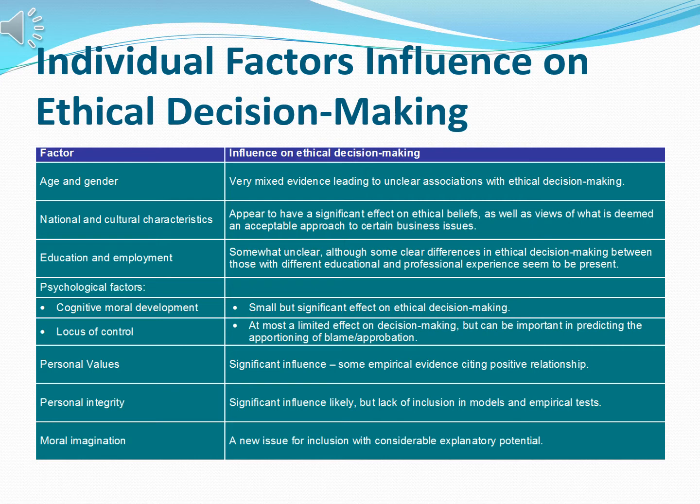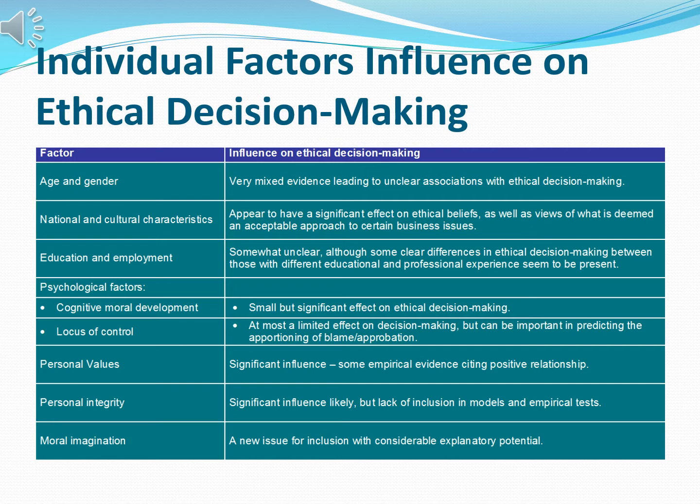Then locus of control has at most a limited effect on decision making, but can be important in predicting the apportioning of blame. So it is of very small significance, but it is very important in predicting what kind of decision will be made. We are also going to discuss this at a later stage.